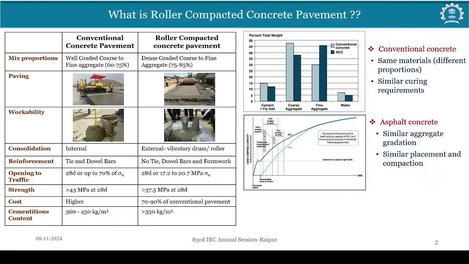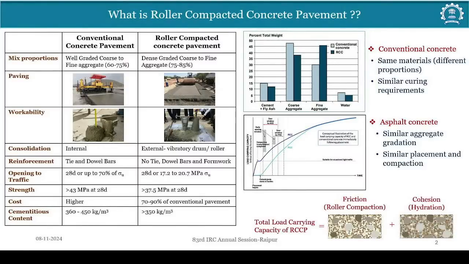From the graph, we could see that the load bearing capacity from the initial stage of RCCP is comparatively more. Now, why is the load carrying capacity more? Because the compaction is done using the roller compactor, so the friction between the aggregate is more, and also the hydration due to the cement content is more.